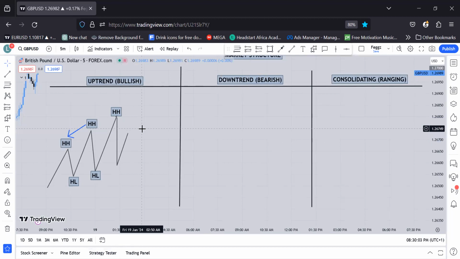do we have a new higher high? No, we don't have a new higher high. Do we have a higher low? No, we still don't have a higher low. Why do we not have a higher low? Because the market came down here now.